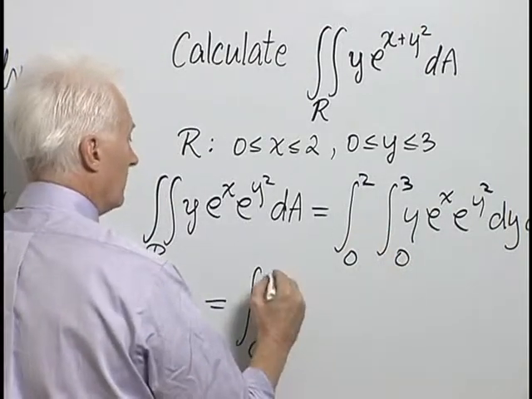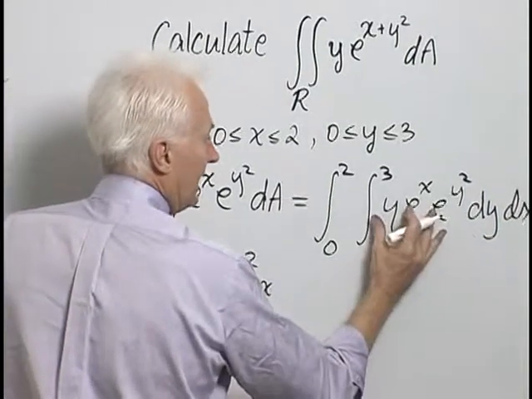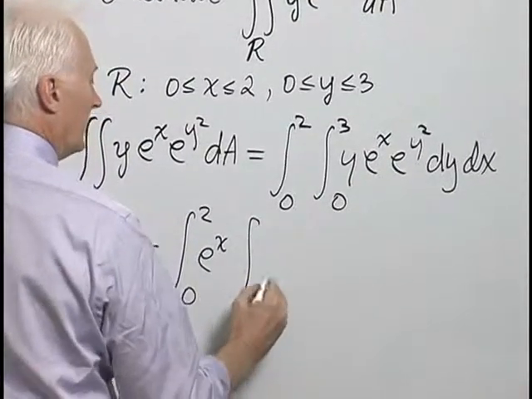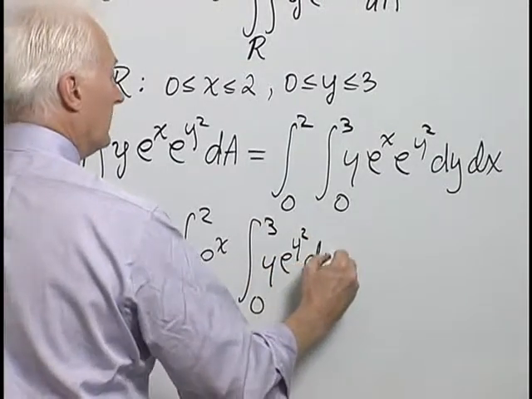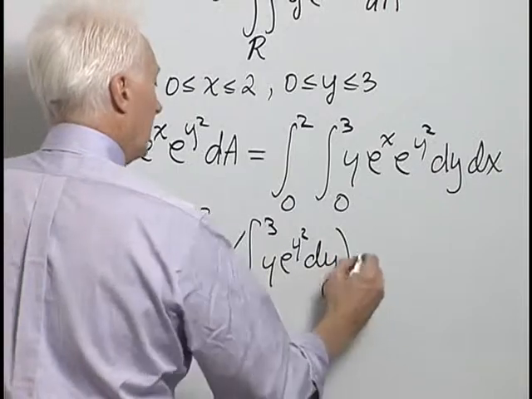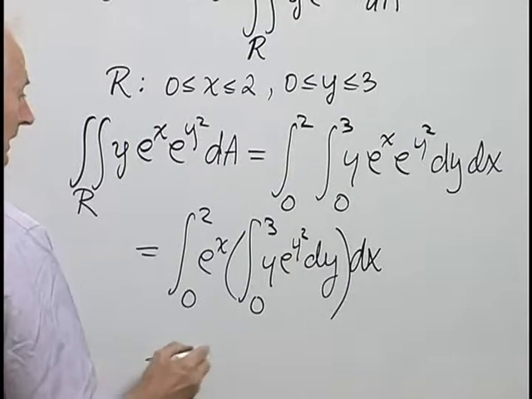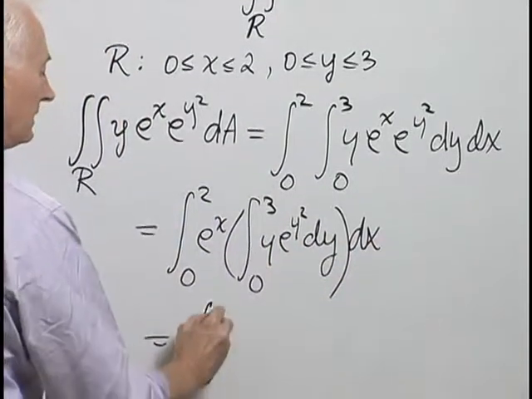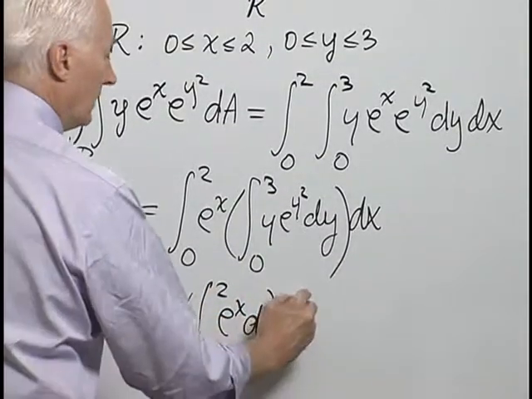So we get the integral from 0 to 2 of e to the x. And then what's left, the y part of the integral, has no x in it at all. So we have the integral from 0 to 3 of y e to the y squared dy. And that's integrated against dx. You see, that's just a constant. So in effect, we can pull it out, but I'm going to pull it out to the right. And so I have that simple product of two ordinary integrals.